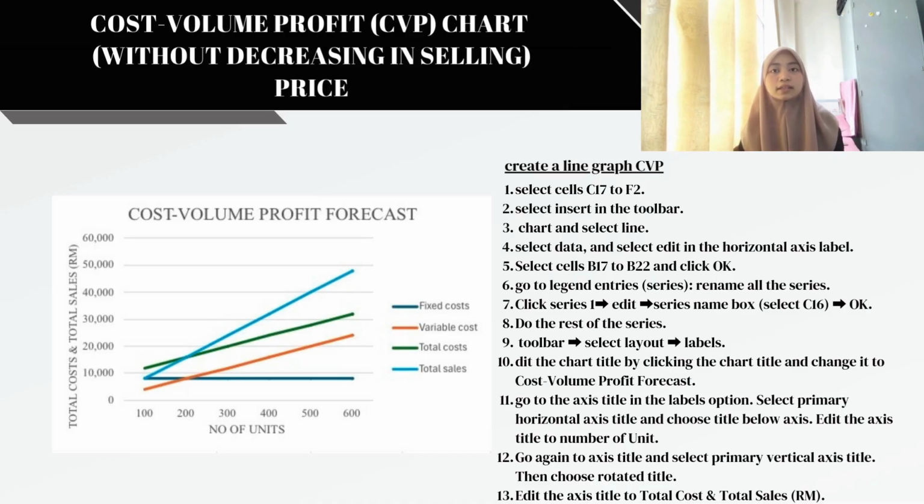Then, go to the Axis title in the Labels option. Select Primary Horizontal Axis title and choose Title below Axis. Then, edit the Axis title to Number of Unit. Go again to Axis title and select Primary Vertical Axis title. Then choose Rotated title. Edit the Axis title to Total Cost and Total Sales in bracket of RM. Now, the CVP chart has been created.